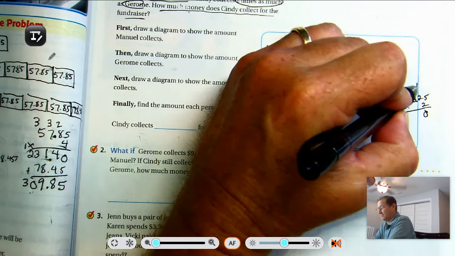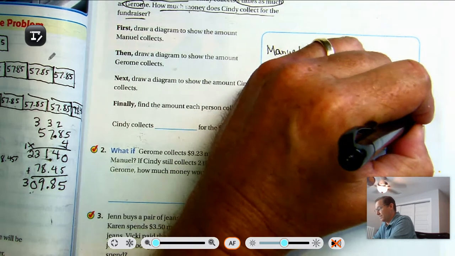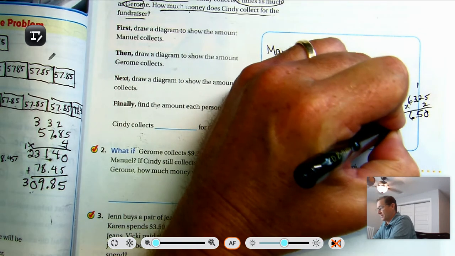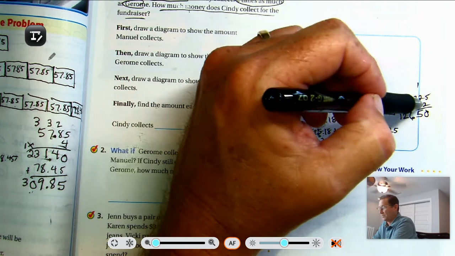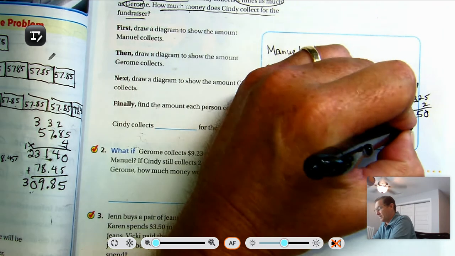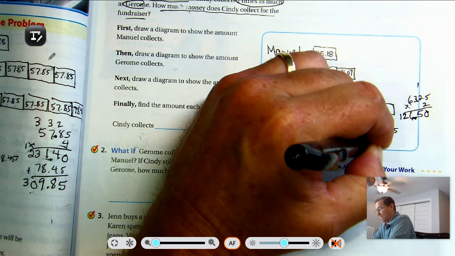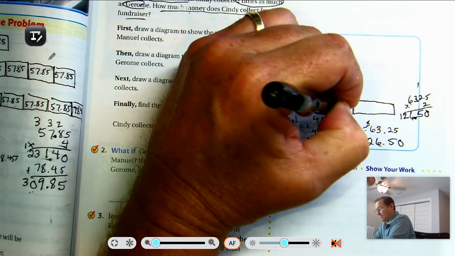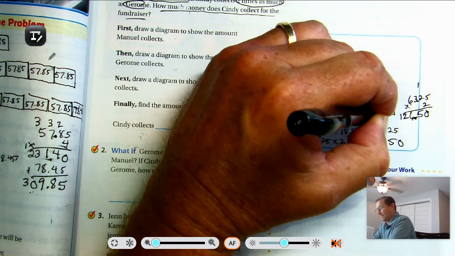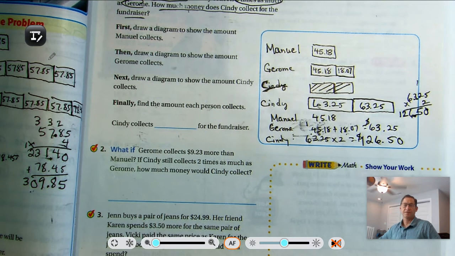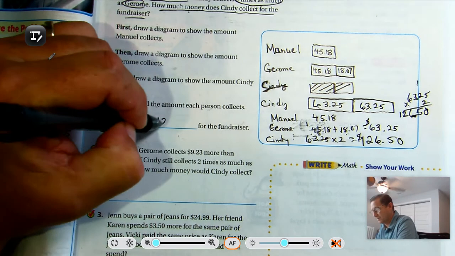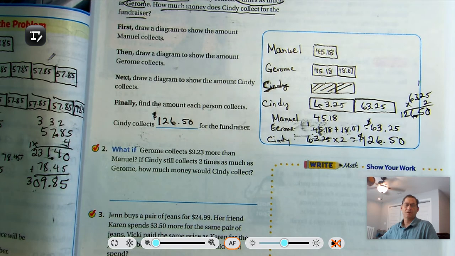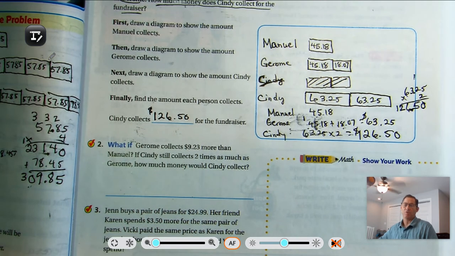2 times 5 is 10. Regroup. 2 times 2 is 4. Plus the regrouped is 5. 2 times 3 is 6. And 2 times 6 is 12. We're multiplying a whole number by a number in the hundredths. So she collected $126.50.